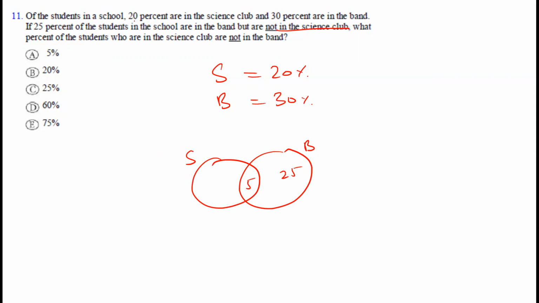And out of the school, there are 20% in the science club. So if the total is 20%, then only science would be 15. So 15 plus 5 is 20, and 5 plus 25 is 30. Now read the question very carefully. What percent of the students who are in the science club, so how many students in the science club? 20. Are not in the band. So 15 of them are not in the band. So 15 out of 20 is 75%. Option E is correct.